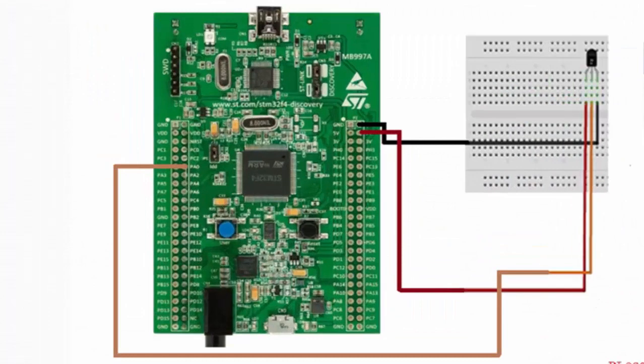This is the connection diagram of the LM35 with the STM32F4 discovery board. The first pin is given to the plus 5 volt pin of the microcontroller. The second pin, that is the Vout pin, is given to the ADC pin of the microcontroller, that is PA0. And the third pin, the ground pin, is given to the ground pin of the microcontroller.